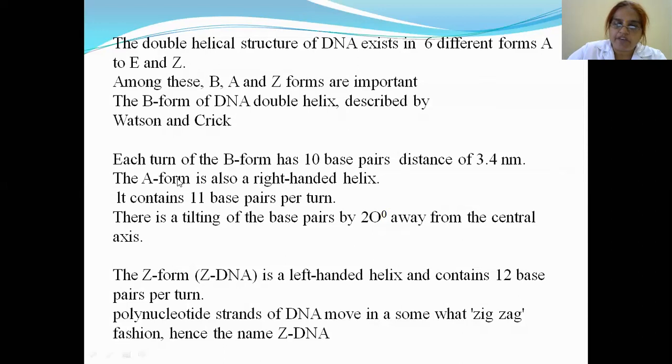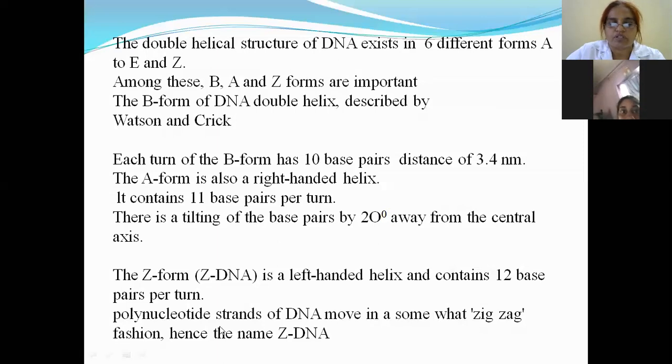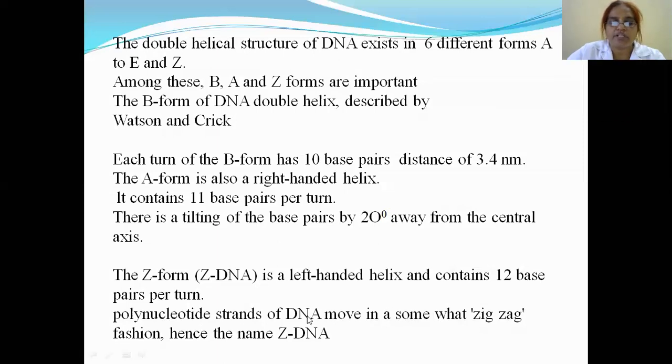The A form is also a right-handed helix. It contains 11 base pairs per turn. The Z form is a left-handed helix, containing 12 base pairs. Why do we call it the Z form? Because the polynucleotide strands of DNA move in a somewhat zigzag manner, hence it is known as the Z form.